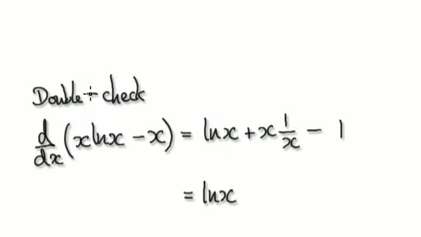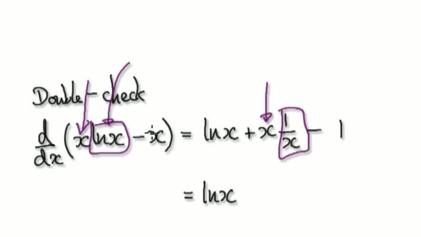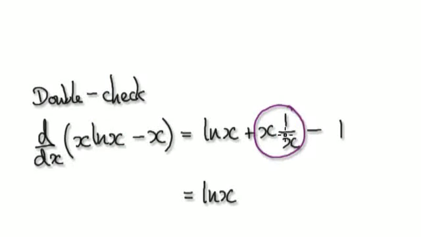Now the second part of the product rule is leave this the same. So that's us leaving it the same, but then differentiate this, which is 1 over x, and then now take away differentiate the x. That would be 1. So now tidy this up. This bit here is 1, and then you take away 1.